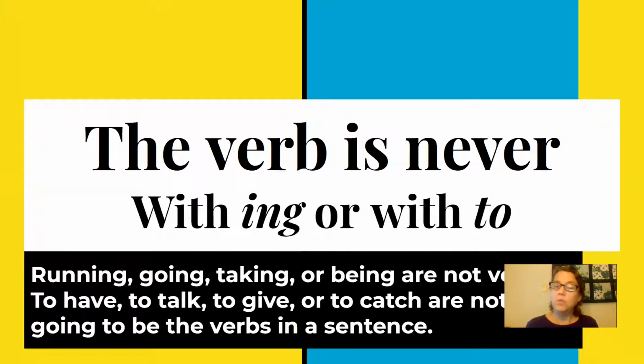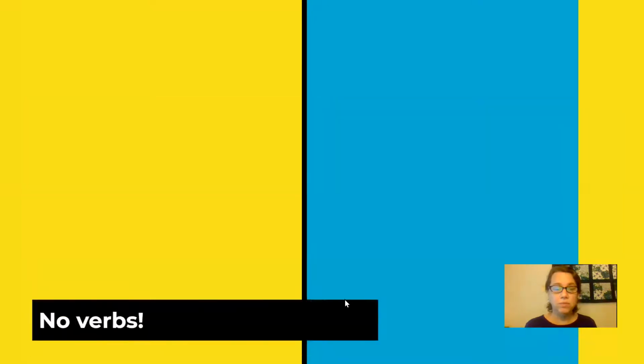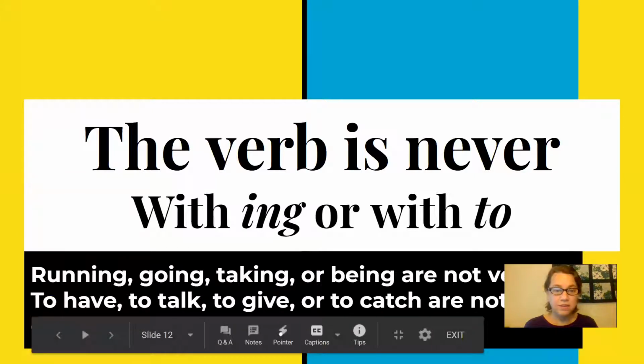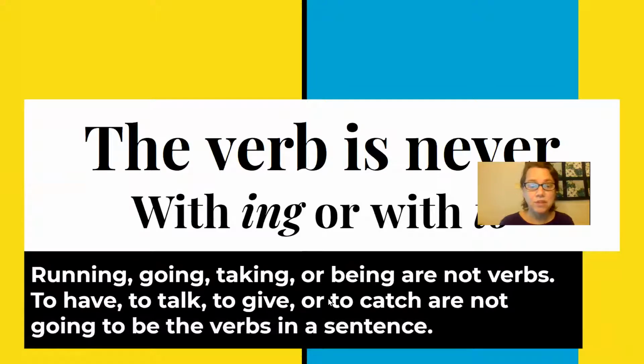The verb is never with ing or with to. So these are not verbs. To have, to talk, to give, to catch. Oops, sorry. Are not verbs. Hope you can see this okay. They are not verbs. To have, to talk, to give. They're not verbs in a sentence. In principle, they're verbs, but in a sentence, they're not.